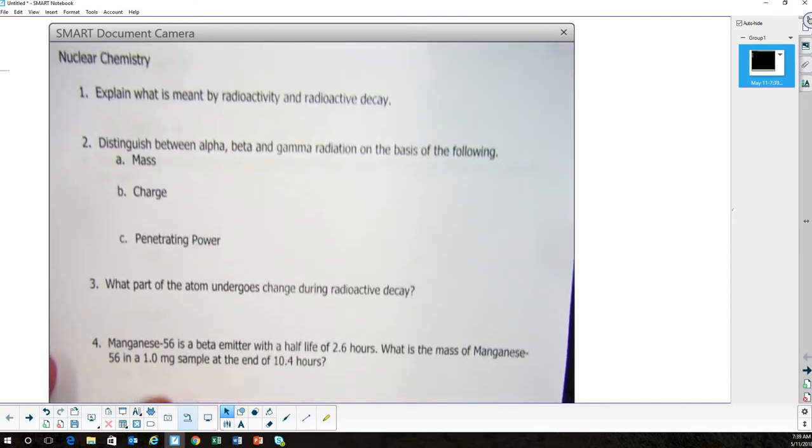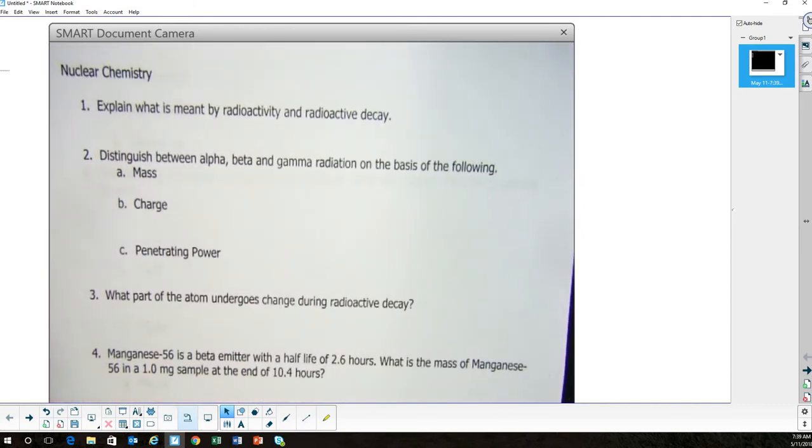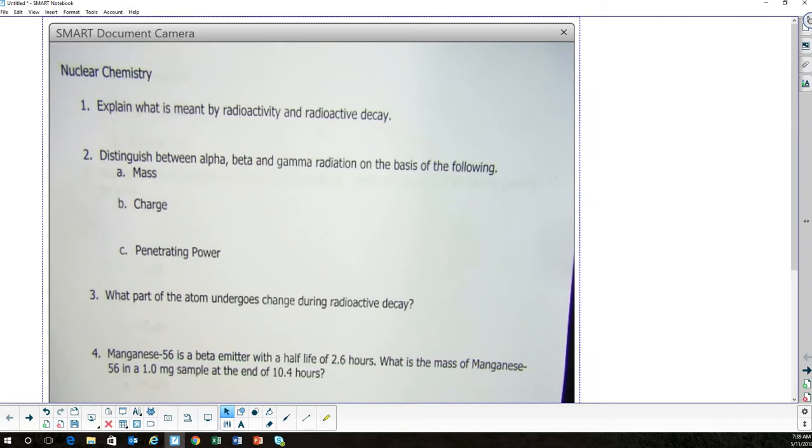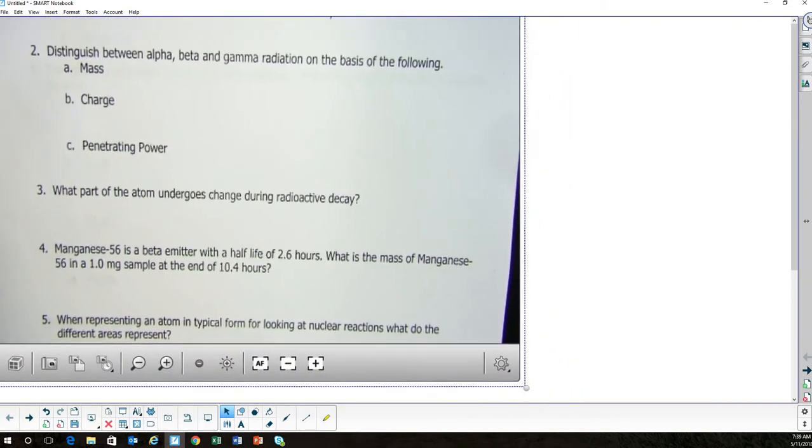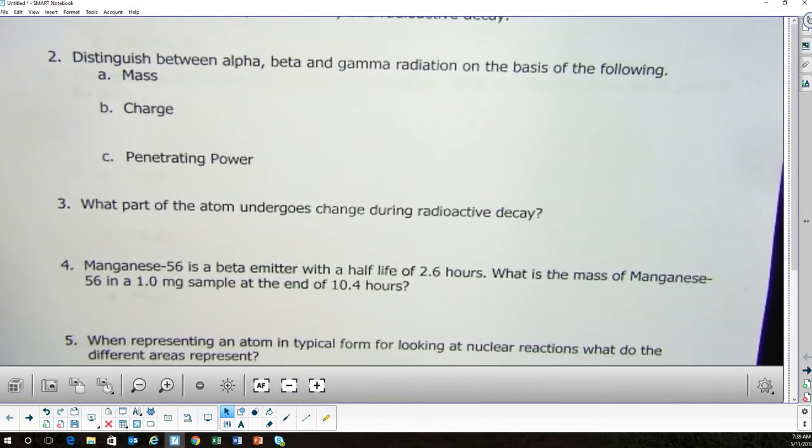Okay, so starting, let me see if I can make this bigger for you really quickly. Use the whole screen.